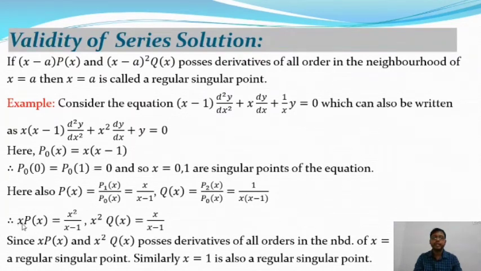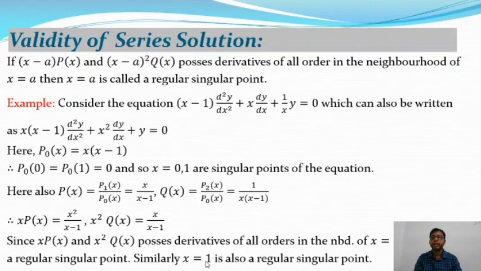So therefore, x p(x) = x²/(x − 1), and x² q(x) = x/(x − 1). Since x p(x) and x² q(x) possess derivatives of all orders in a neighborhood of x = 0, that means the first derivative, second derivative, third, fourth, and all the derivatives up to infinity in a neighborhood of x = 0 exist. So x = 0 is a regular singular point of the given differential equation.